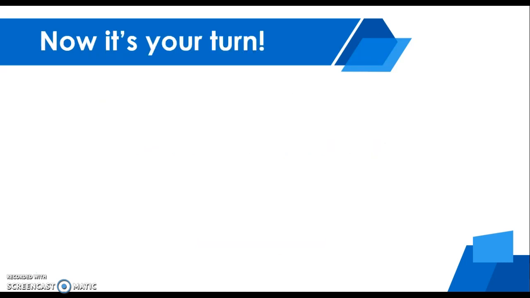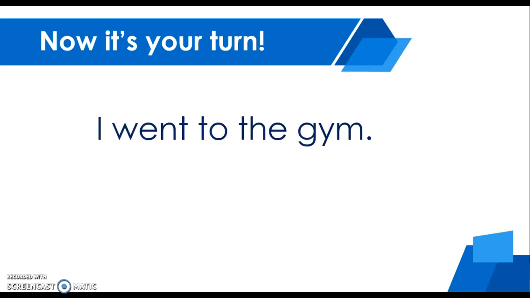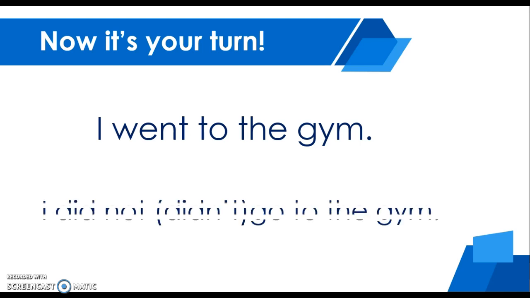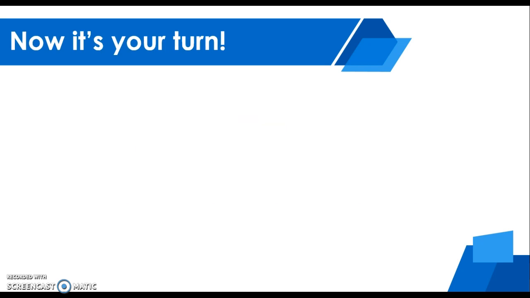Now it's your turn. Let's try some negatives. As I told you, this is very, very simple. For example, I went to the gym. How would you say this in negative way? How would you say that didn't happen? And think about it. And yes, you're right. I did not go to the gym, or another option could be I didn't go to the gym.